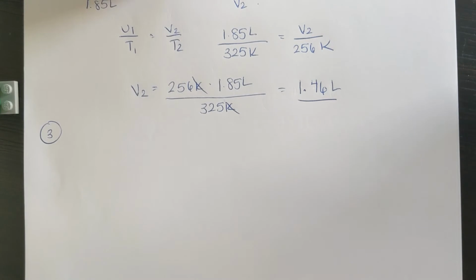So in number 3, we have a lot of things going on. A weather balloon at 1.5 atmospheres and 2 liters and 30 degrees Celsius is released into the atmosphere, and then measurements were taken, and the balloon is now at 1 liter at a temperature of negative 5 degrees Celsius. So what is the pressure?